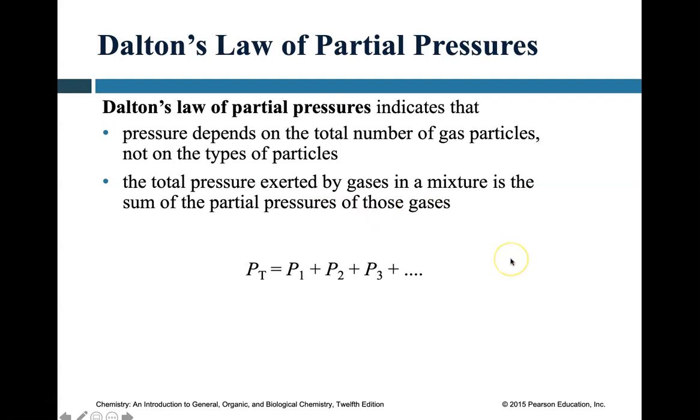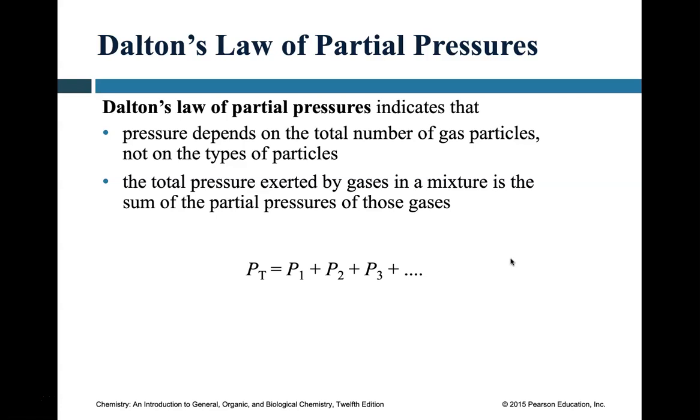So Dalton's law of partial pressures indicates that pressure depends on the total number of gas particles. It does not care what the chemical identity is. That's what we saw, helium and argon mixed. It didn't care that they were different. It just cared how many particles were in there. And the total pressure exerted by the gas in a mixture is the sum of the partial pressures of those gases.